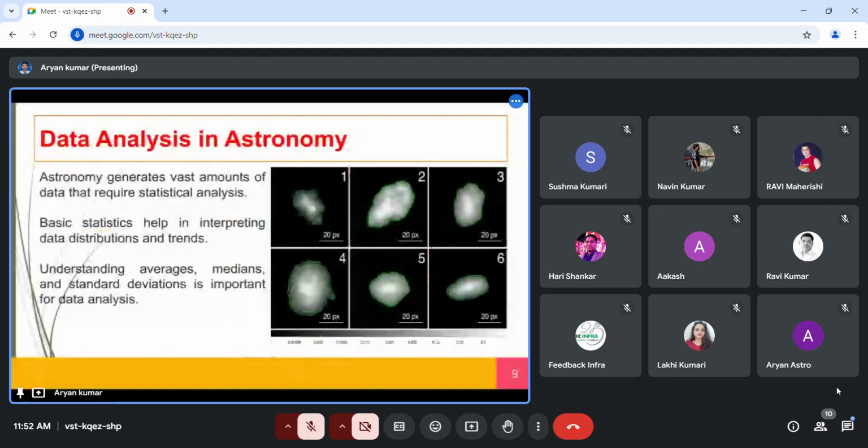Okay, another question from him: what is the value of the Hubble constant?